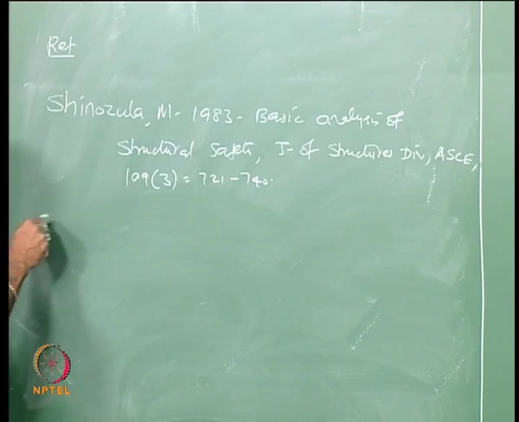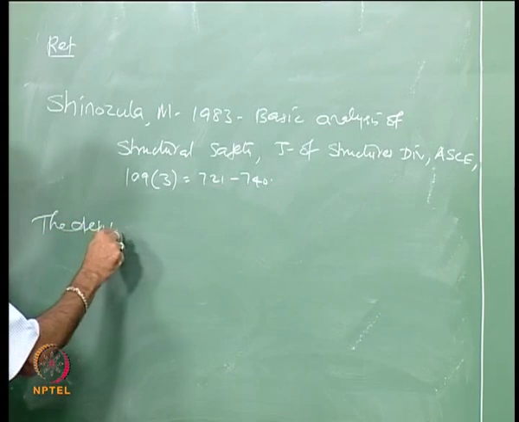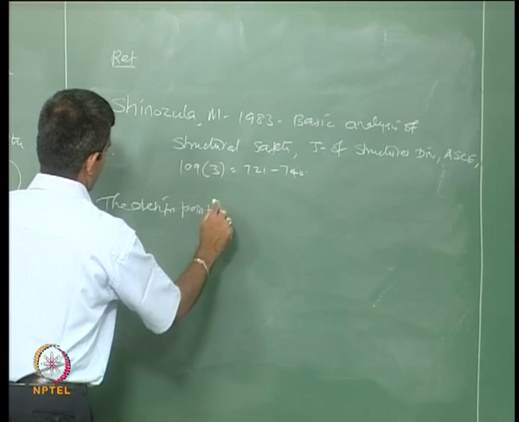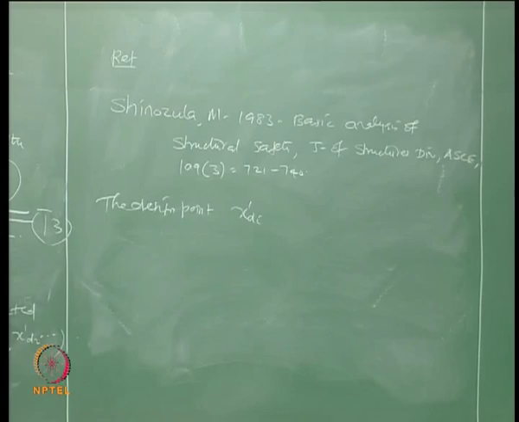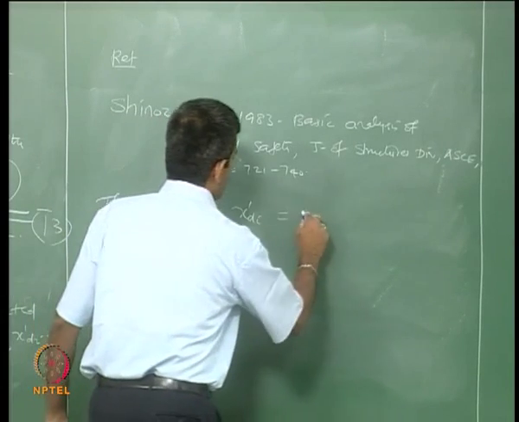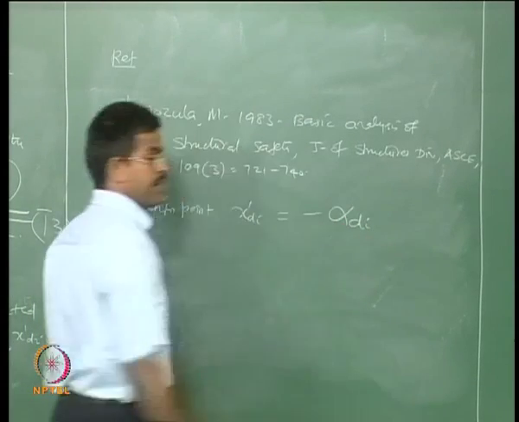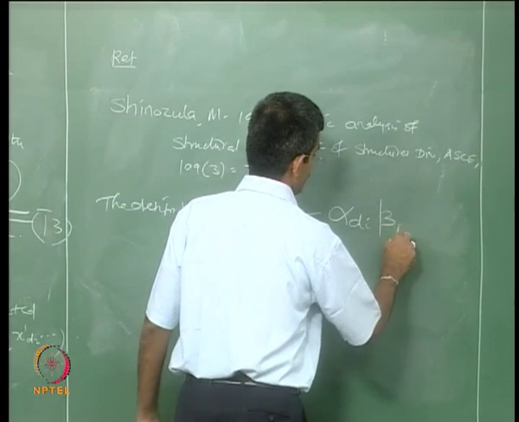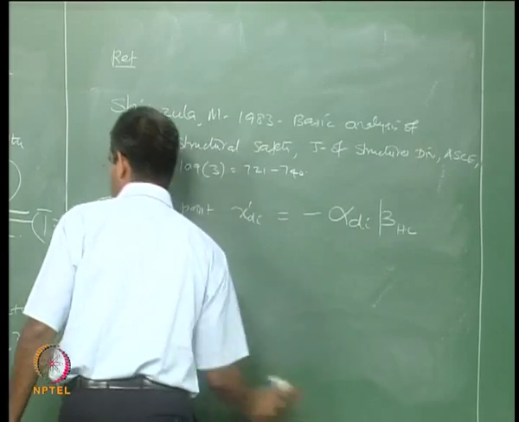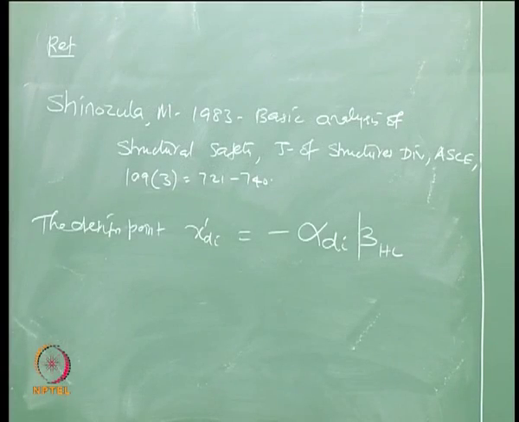The design point x dash di, because I am interested only in finding the design point, is simply given by minus alpha i beta HL. This is equation number 14.